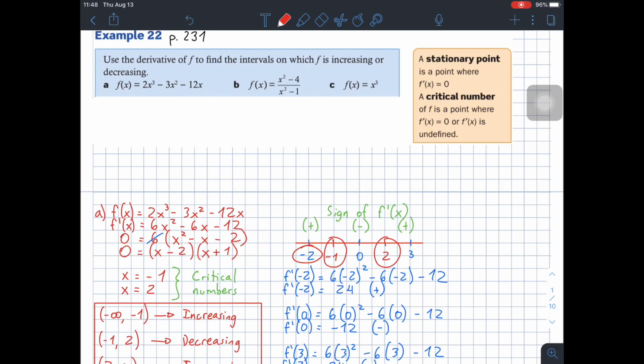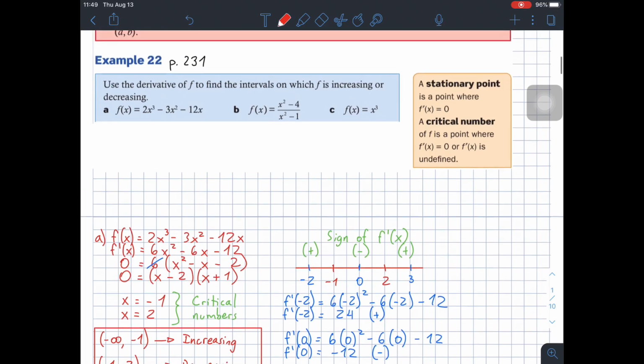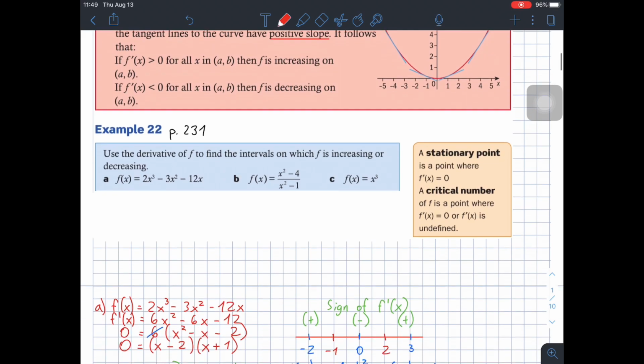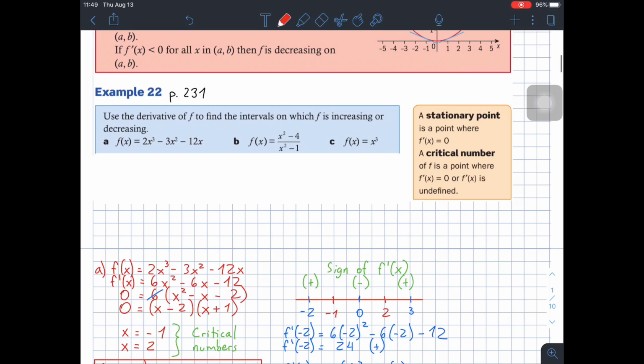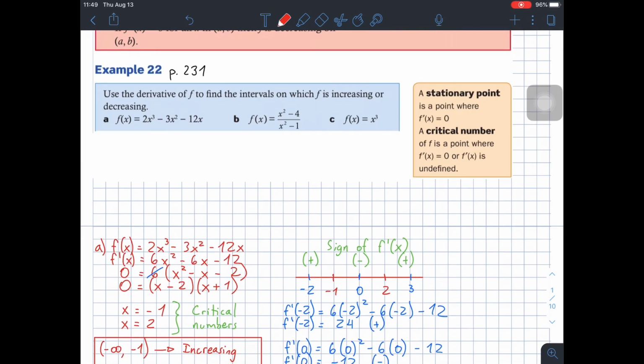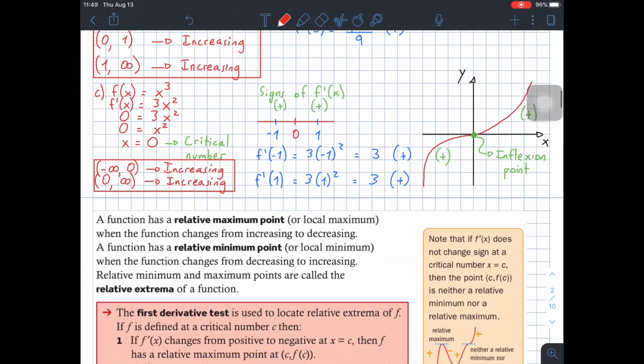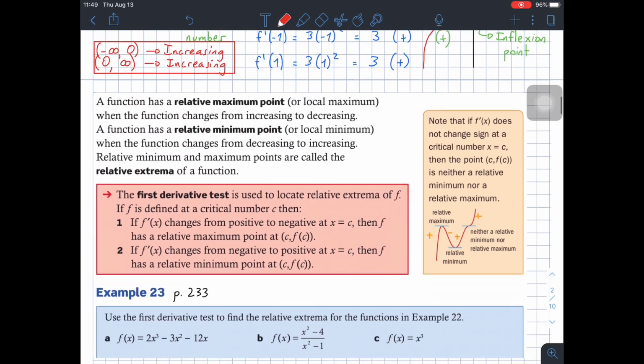And the sign of the first derivative tells us whether the function is increasing or decreasing. If the first derivative is positive, the function is increasing for that interval. And if the first derivative is negative, then the function is decreasing on that interval, okay? So that's what we did last class. Today we're gonna extend this a little bit more and we're gonna talk about relative minimum and maximum points. So let's see what this is about.